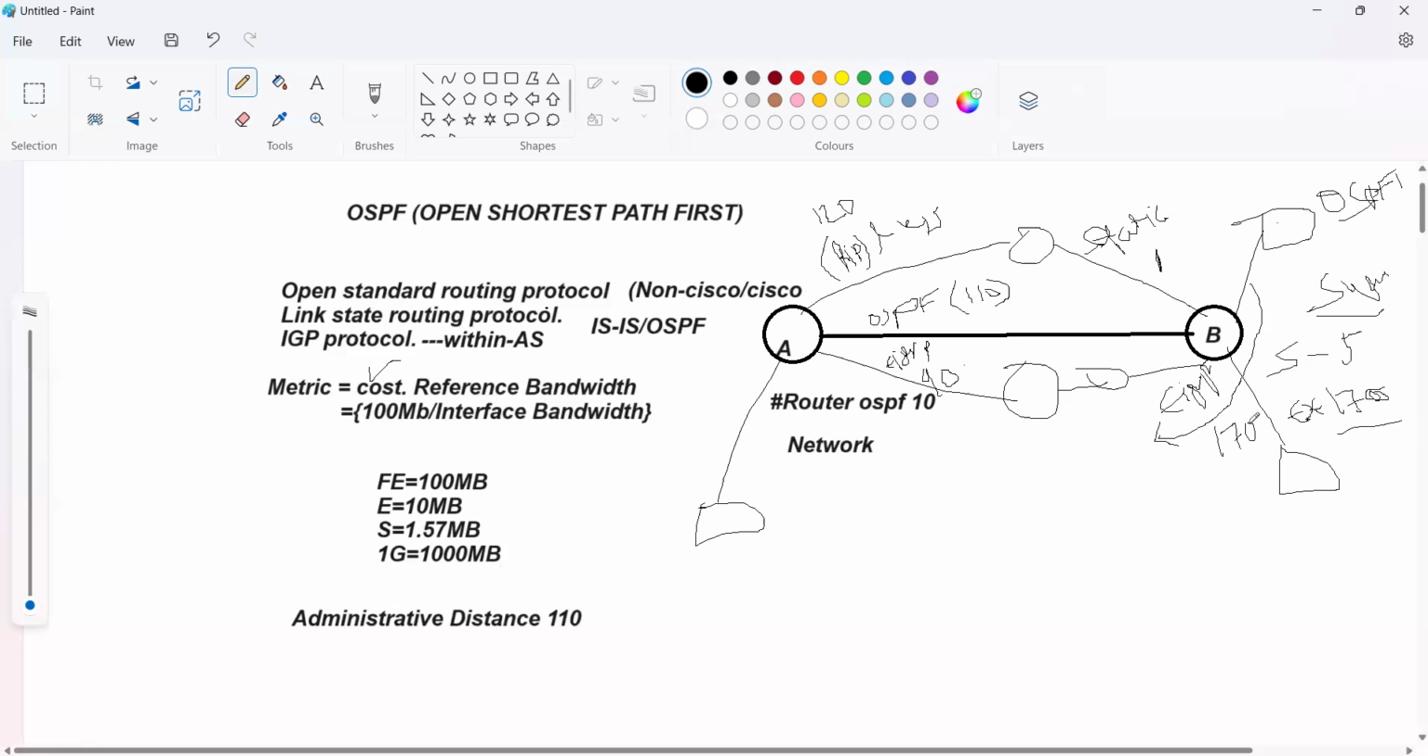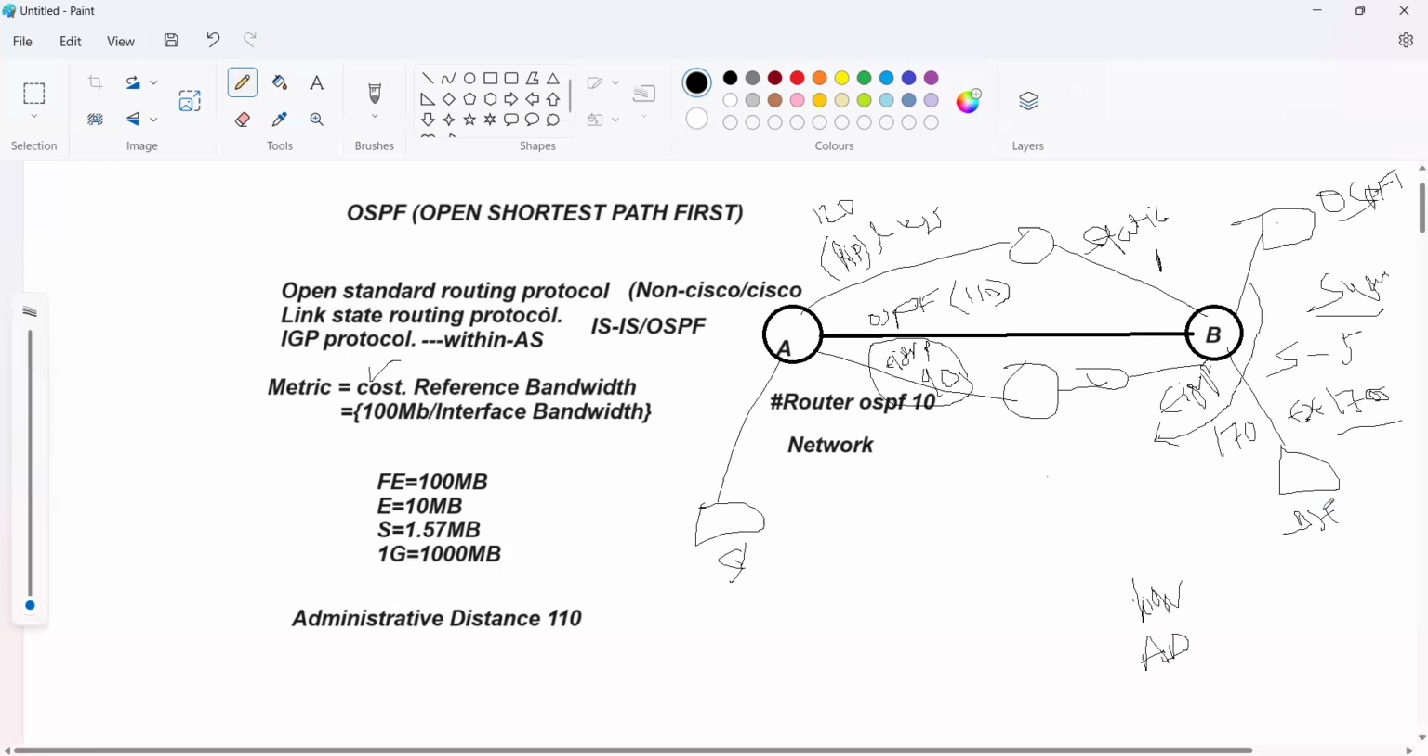If we have 3 paths from source to destination, which one has the lesser value? That will become the best path. In this case, EIGRP has 90 only, so that is the lesser value, and it will be elected as the best path. First it will look at the longest prefix, and then it will move on to the AD value.